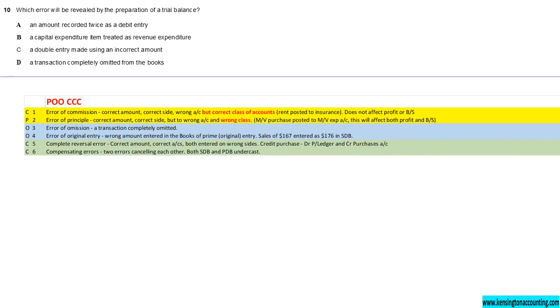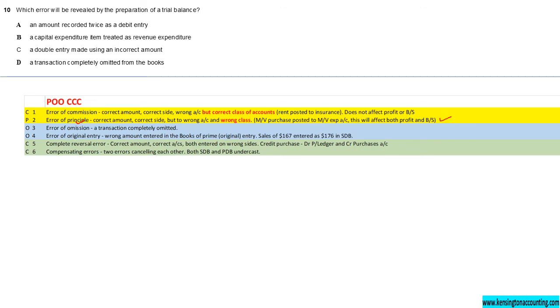P stands for error of principle. So error of principle essentially is a correct amount, correct side, but wrong account and wrong class. For example, purchase of motor vehicle posted to motor vehicle expense account. This will affect both the profit and balance sheet.